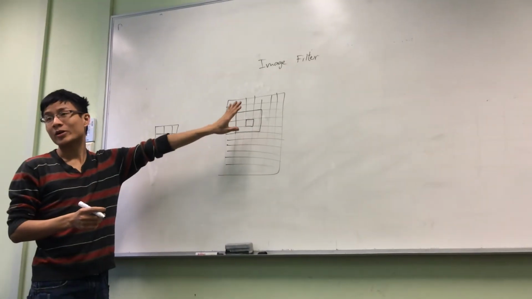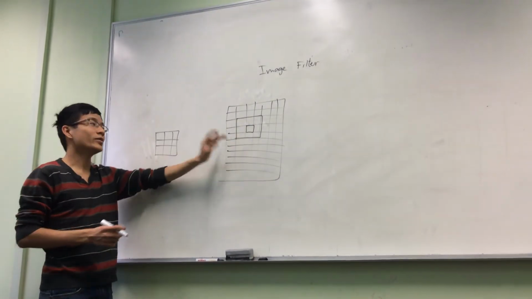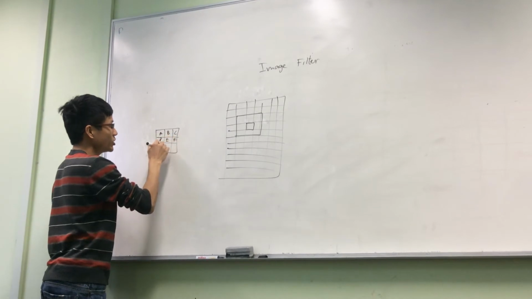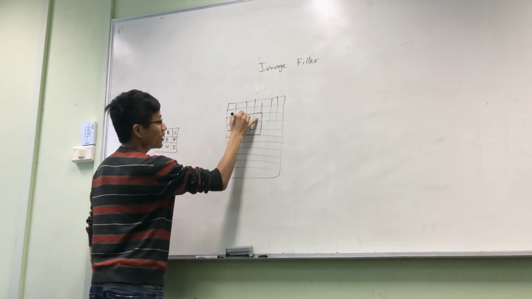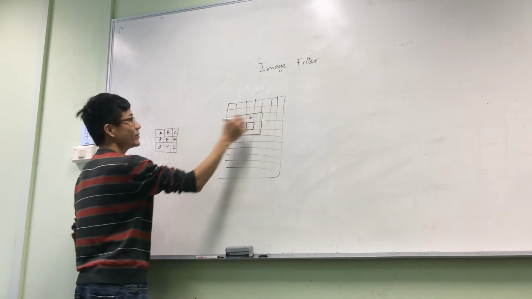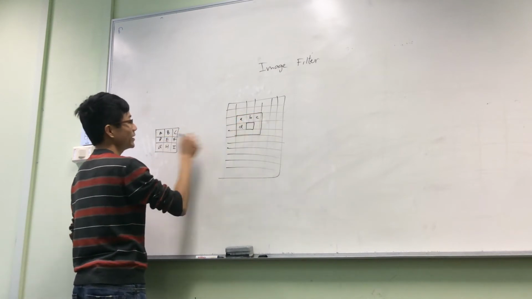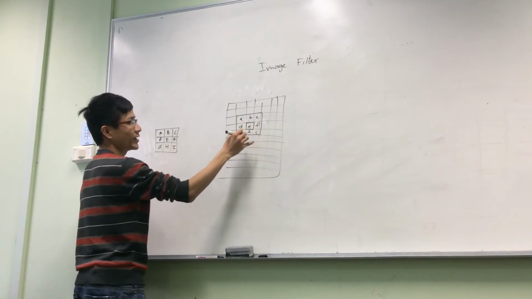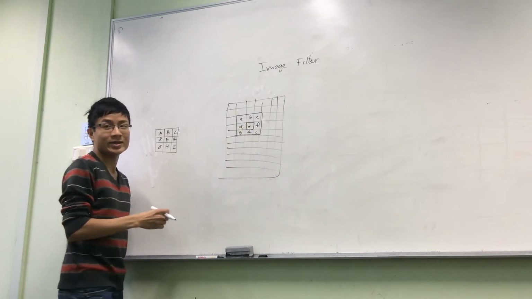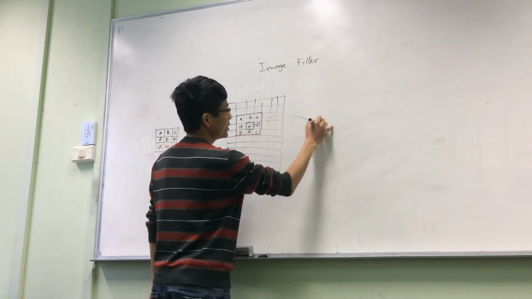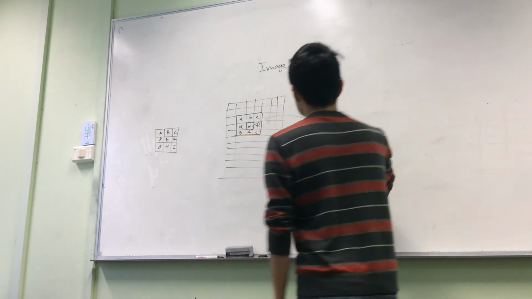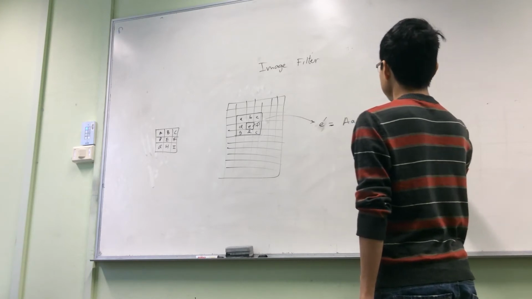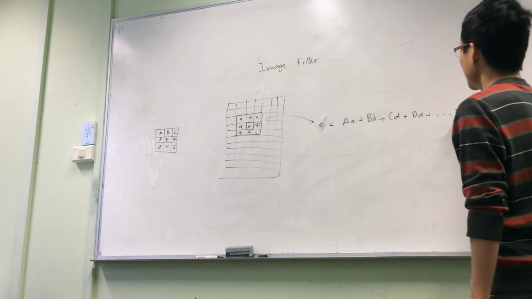Because this is not 0 and 1 anymore, it's a number, right? So the operation will be, we take A, B, C, D, E, F, G, H, I here. We multiply A by A, B by B, C by C, D by D, E by E, F by F, G by G, H by H, I by I. Add them together, and they give you the result, the center one. So the new E equals AA plus BB plus CC, DD plus II.